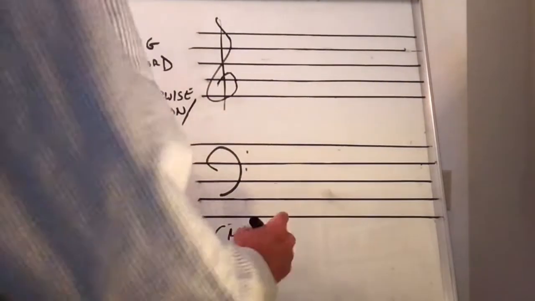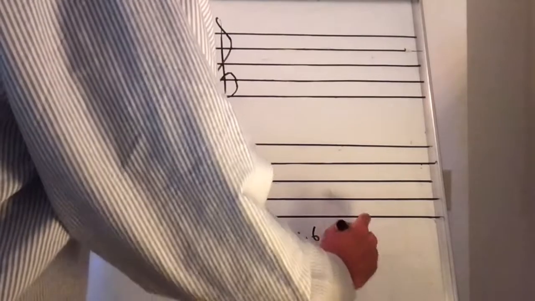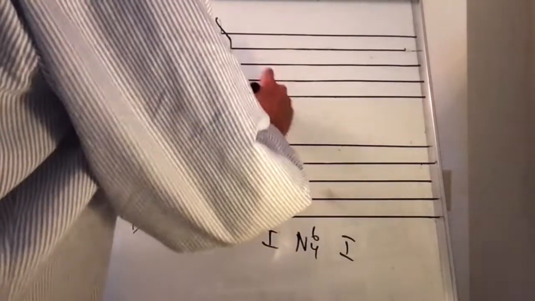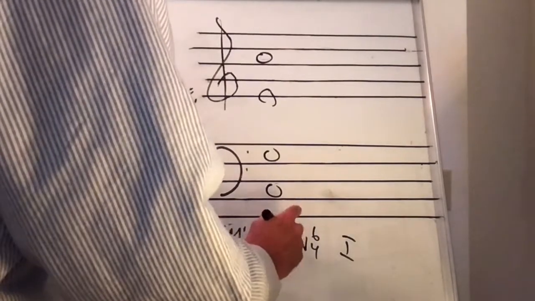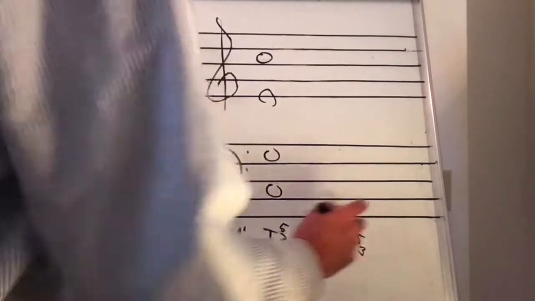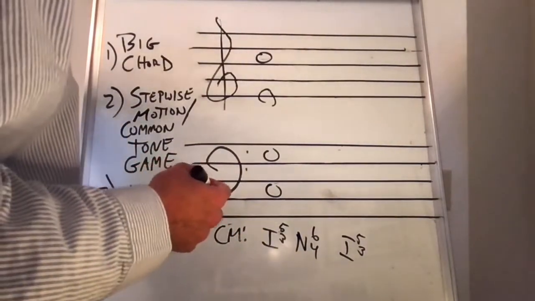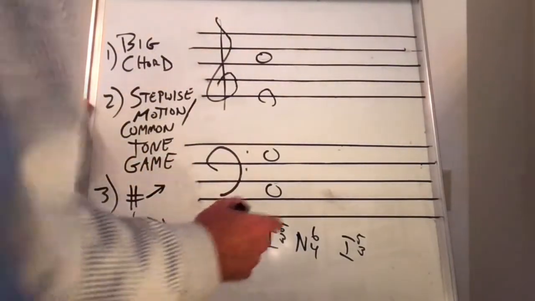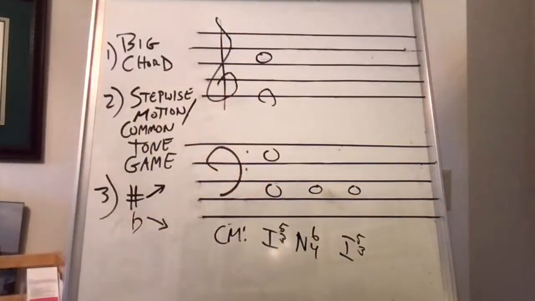So the first one I want to introduce you to is the neighbor 6/4 chord. And I'm going to add some helper notes here. I'm going to put the 5-3. Those are sort of invisible 5-3s, right? That just means a chord in root position. Now with the neighbor 6/4, the bass stays the same the whole way through. That's just something you have to memorize.